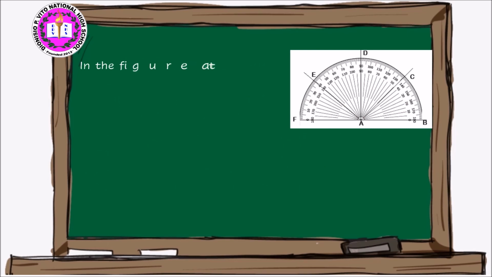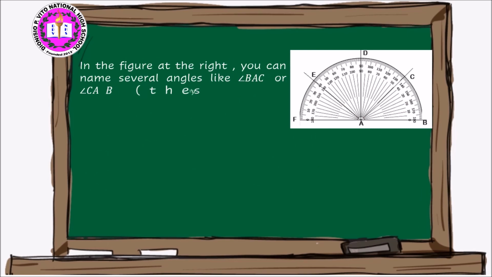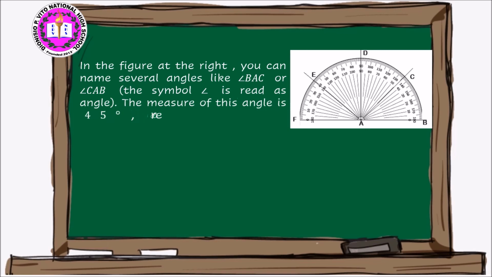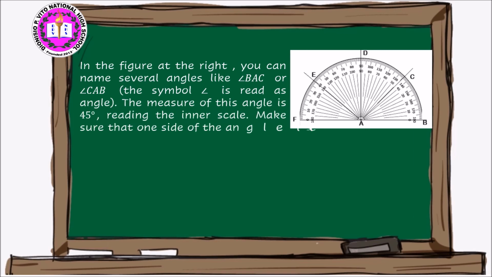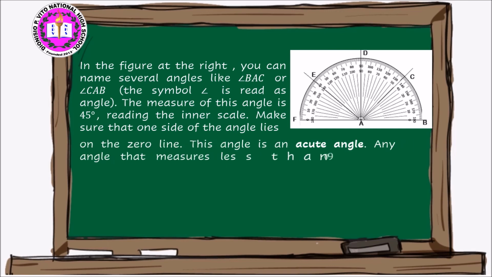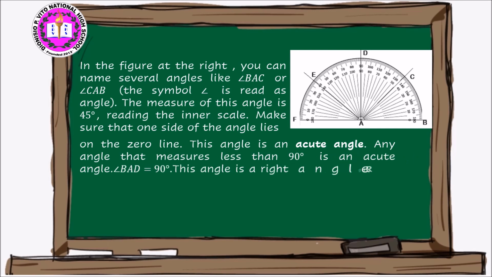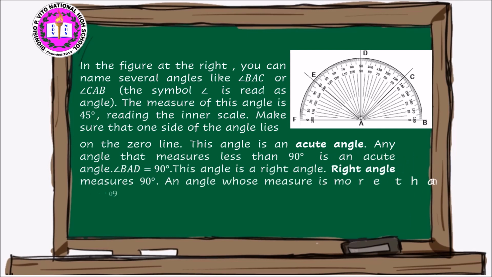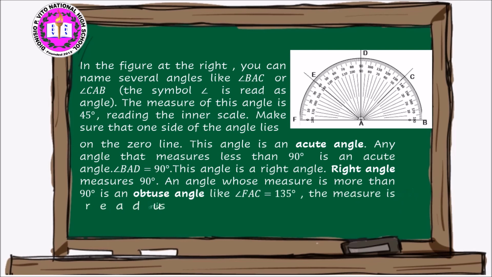So in the figure at the right, you can name several angles like angle BAC or angle CAB. The symbol is read as angle. The measure of this angle is 45 degrees, reading the inner scale. Make sure that one side of the angle lies on the zero line. This angle is an acute angle, angle CAB or angle BAC. Any angle that measures less than 90 degrees is an acute angle.